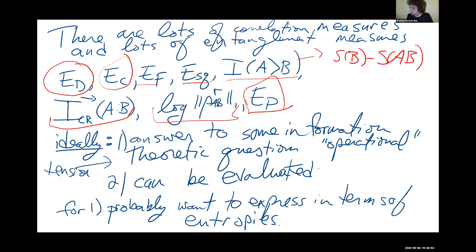And the second property you'd like your correlation measures to have is that they can be evaluated according to some procedure. There's maybe even some really bad algorithm to figure out what they are. So for example, I gave you a definition of distillable entanglement, but for all but really simple states, people don't know how to evaluate it, because we don't know what the optimal protocols are for extracting entanglement from mixed states. This is more a rule of thumb than a provable claim, but for having some kind of operational meaning, you probably want to express your correlation measures in terms of entropies.